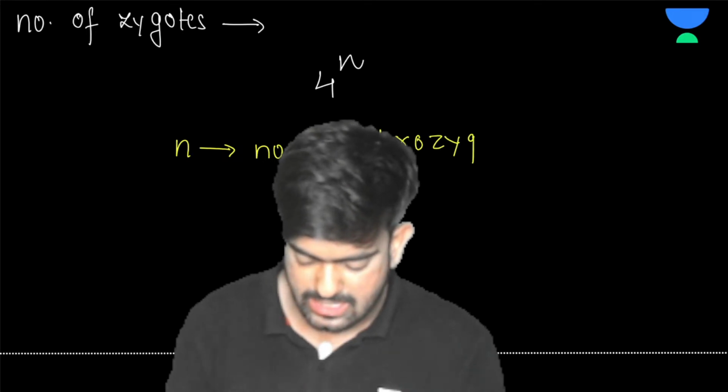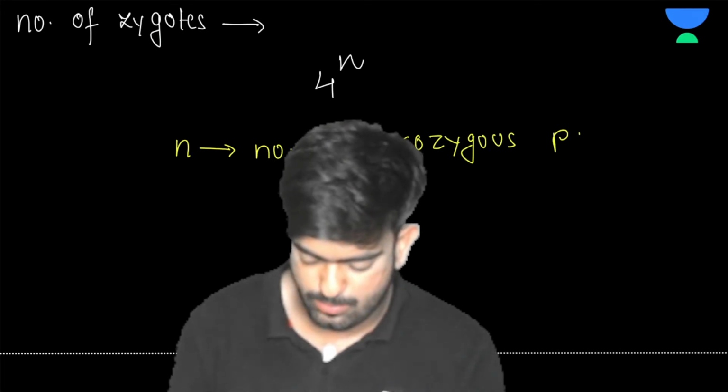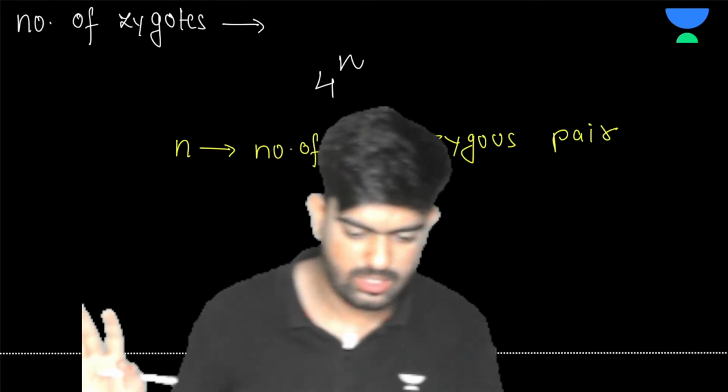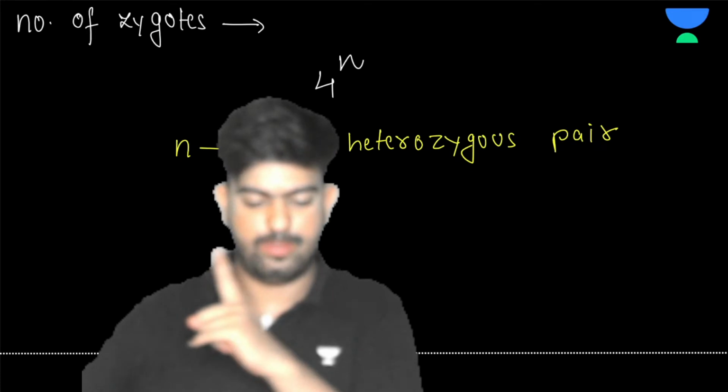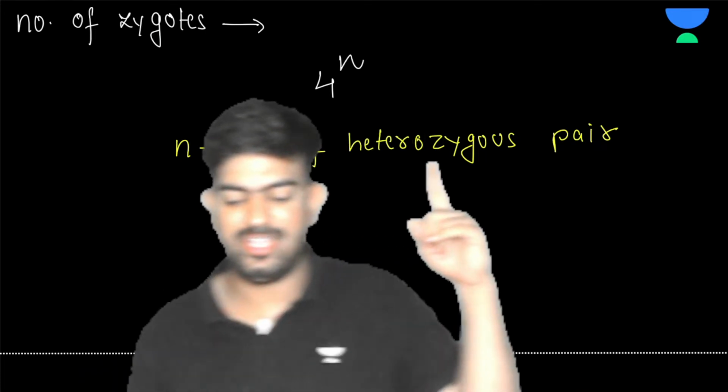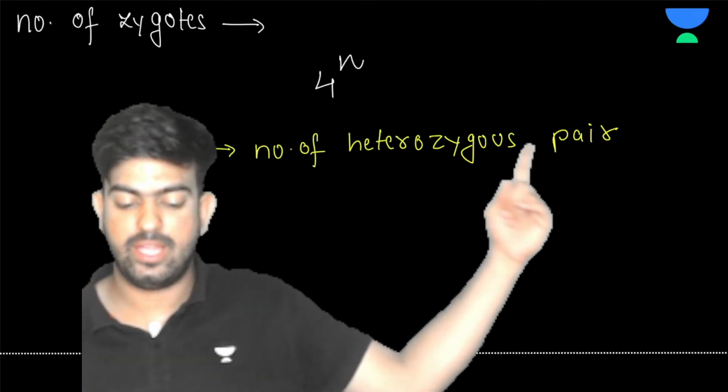Heterozygous pairs. Yes, I'll move here from. See, now is it visible? Clear? N is what? N is the number of heterozygous pairs.